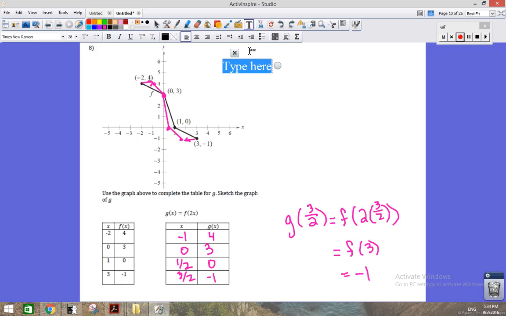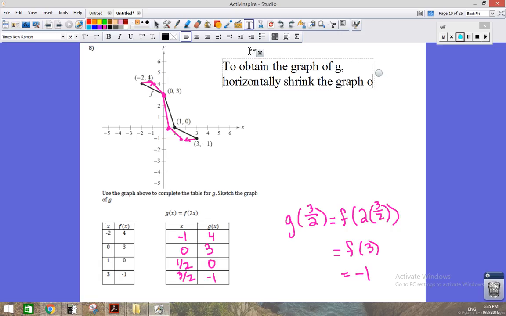So to obtain the graph of G, we horizontally shrink the graph of F by a factor of the reciprocal, and the reciprocal of 2 is 1/2.